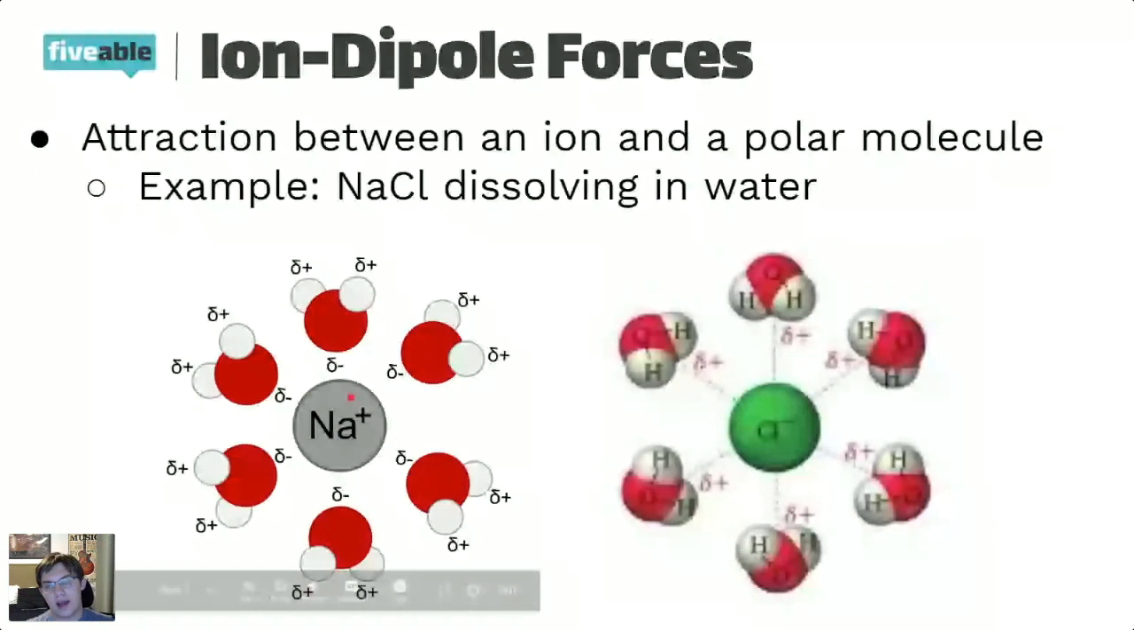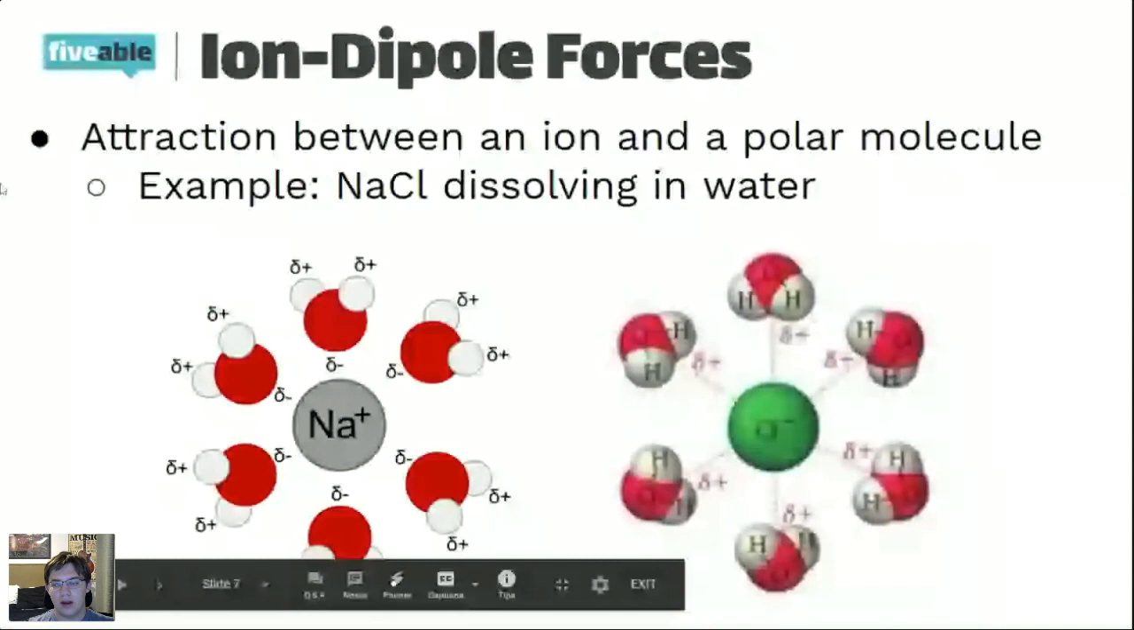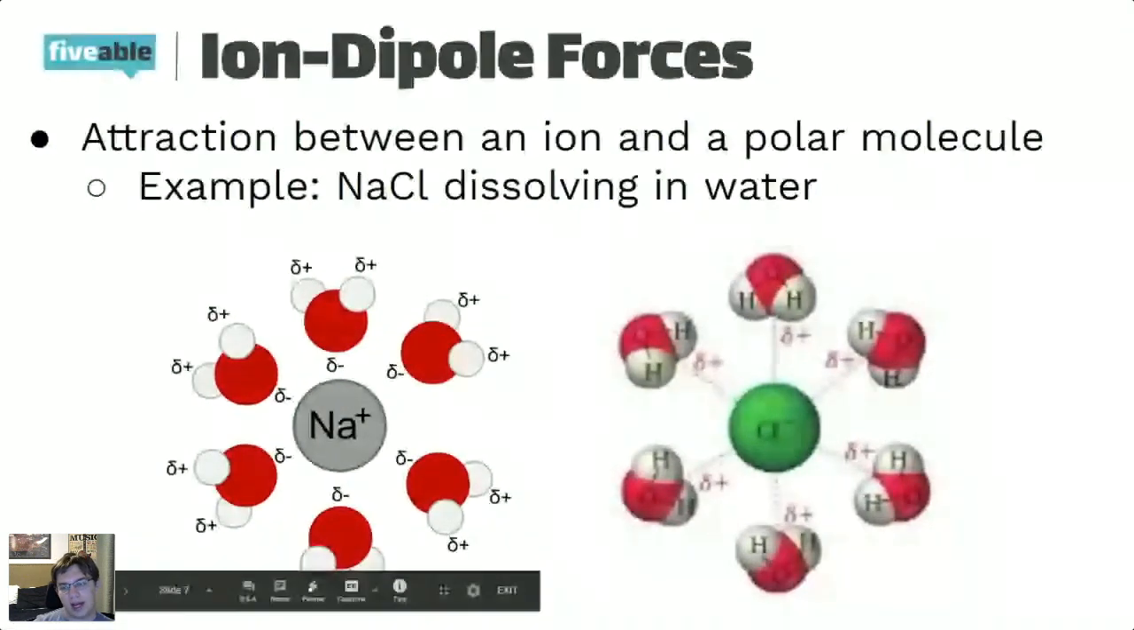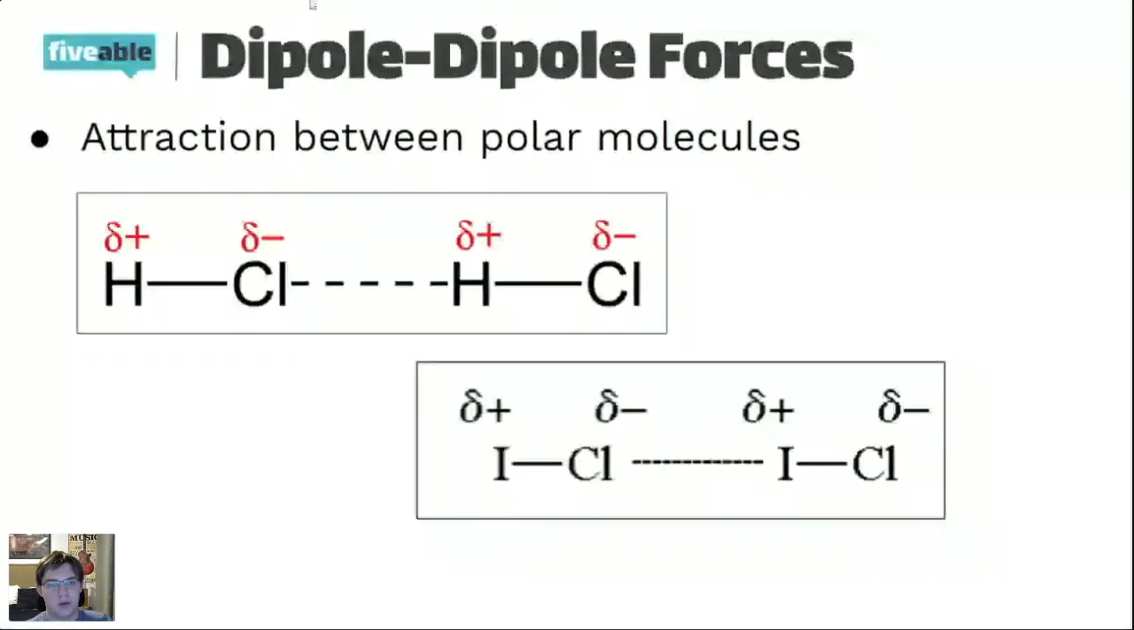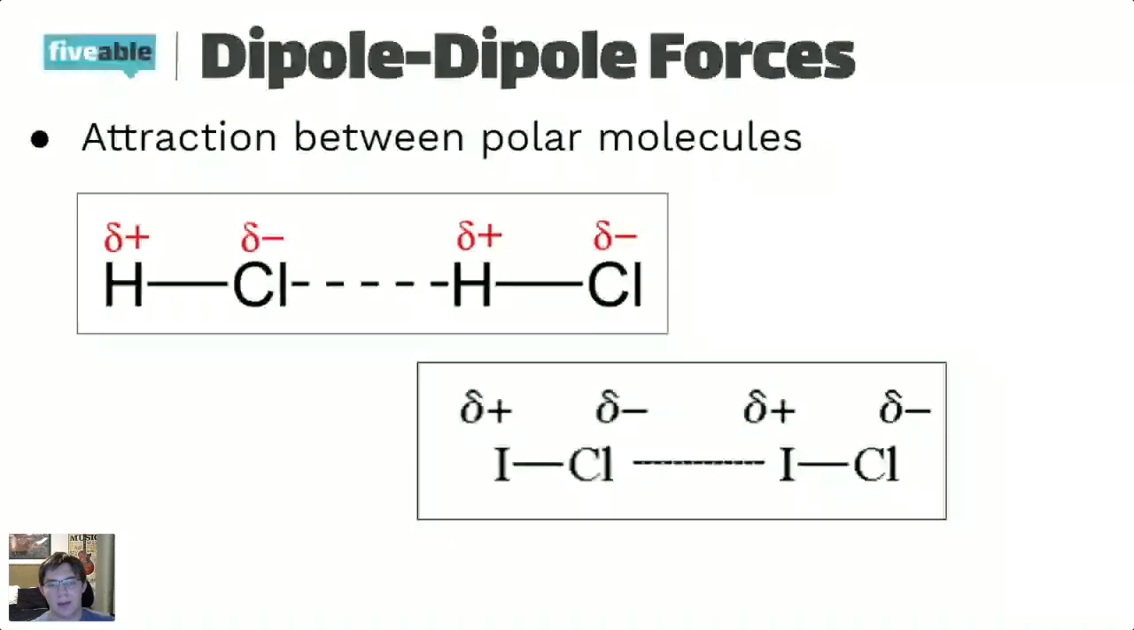Similarly, when we look at a negative chloride ion, we see that the waters are flipped, right, because now the positive end is attracted to the negative ion. And so that's why, you've probably seen a picture of something like that before. That's where that actually comes from: the ion-dipole forces between some sort of ionic compound and water or another polar solvent, typically.